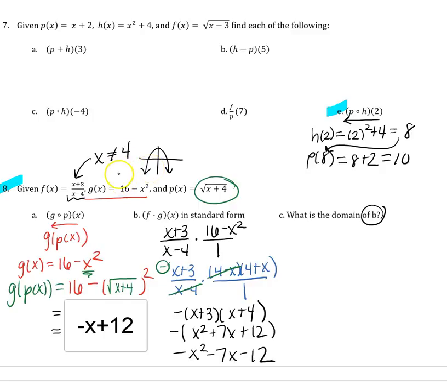The domain on that function is all reals. But when we multiply, we have to take on the restriction of either of them. g of x has no restrictions, but f of x does. Therefore, the domain is going to be all reals, but x cannot equal 4. Again, because that was a restriction on the original function f.